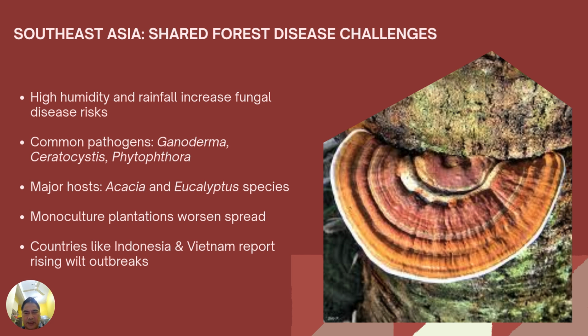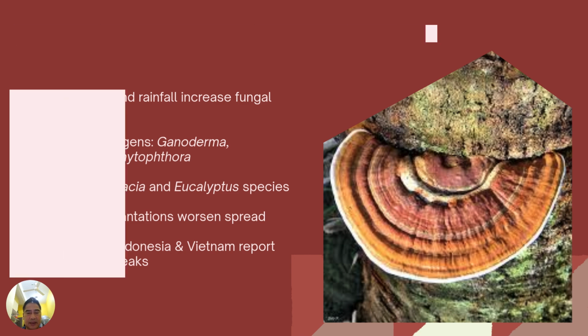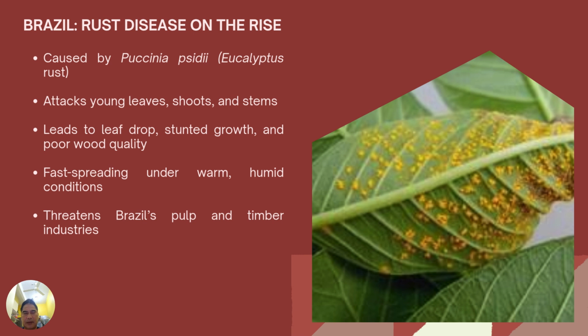Indonesia and Vietnam, for example, have been reporting more and more outbreaks of wilt diseases in recent years. In Brazil, one of the major plantation diseases is eucalyptus rust, which is caused by a fungus called Puccinia psidii. It mainly affects young leaves and shoots.